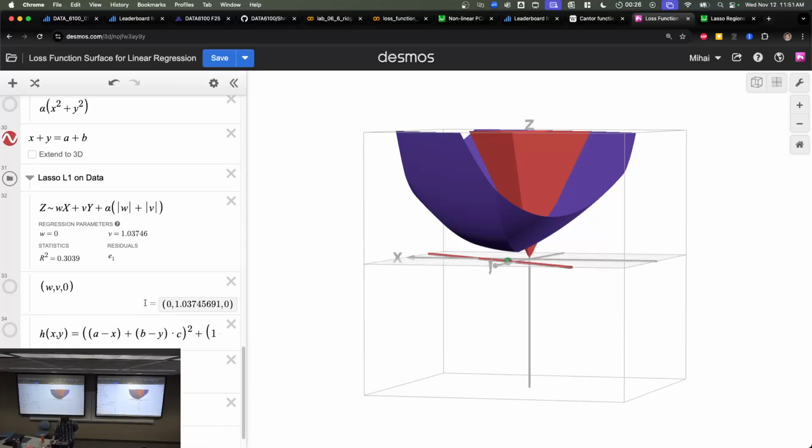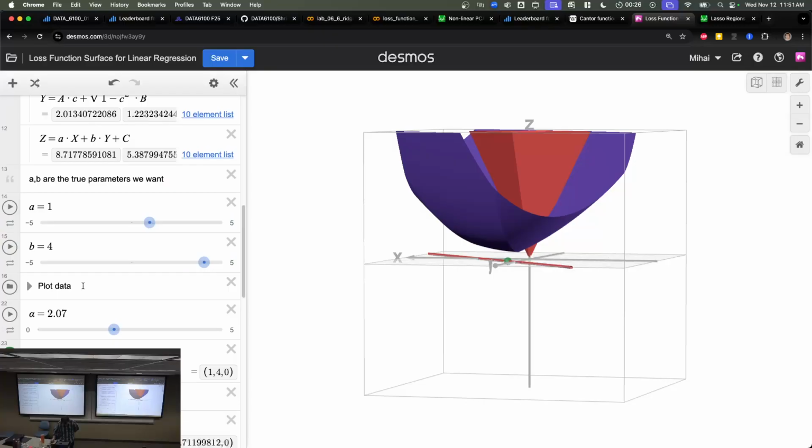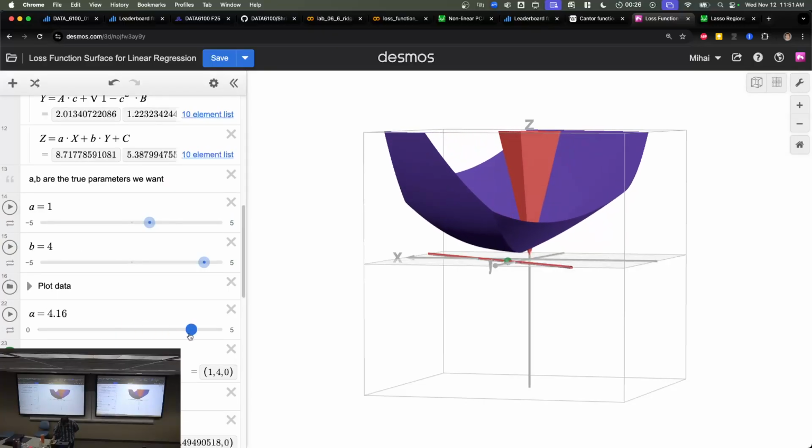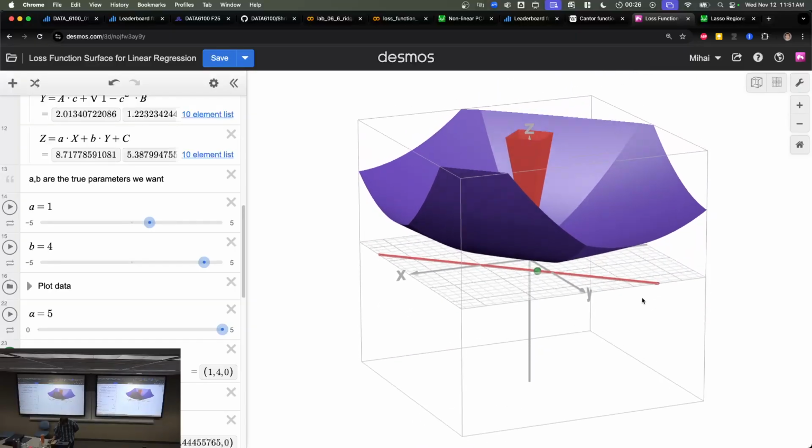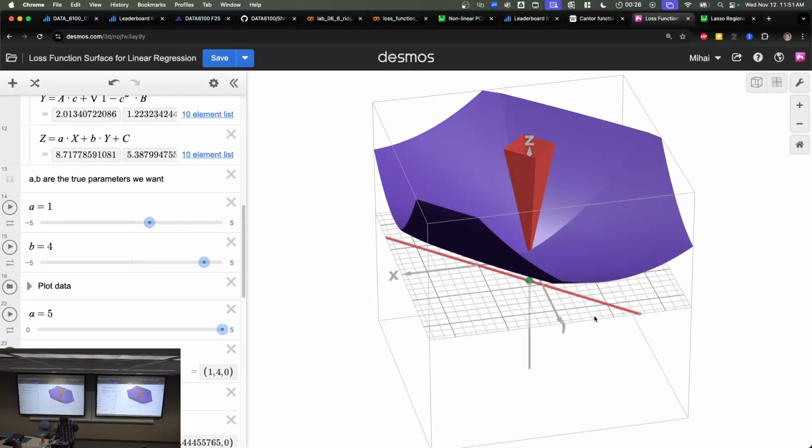And if I increase the strength of the regularization, I up that alpha value, you'll see more and more corners. So let's make it very cornery. There's alpha equals 5, and you can see that on the back there, you see that corner happening.